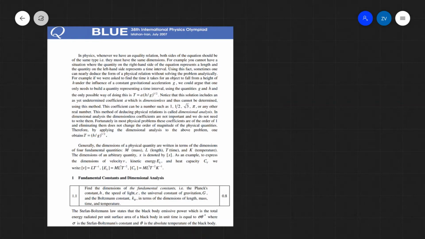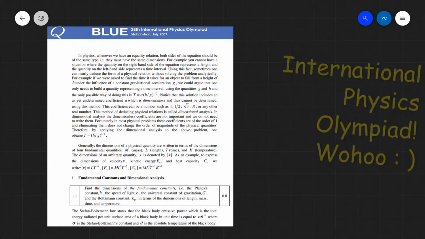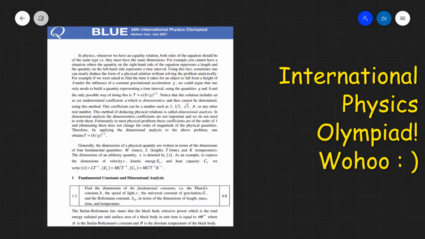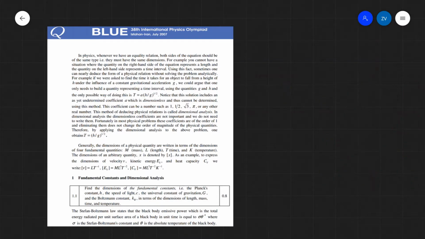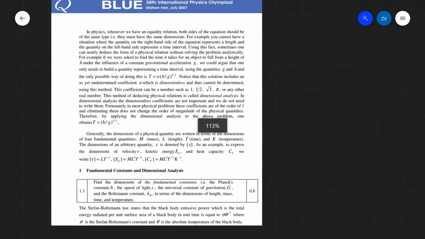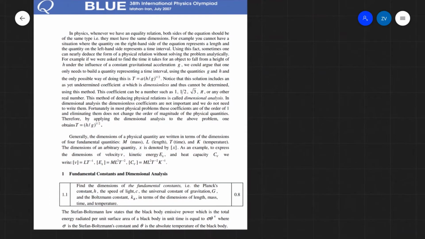Today we are going to be looking at some of the hardest physics problems in the world, namely the problems from the International Physics Olympiad. The problem which we're going to be looking at today is from the 38th International Physics Olympiad, which took place in Iran in 2007. The problem is on the very exciting topic of black holes. You can find a link to the actual problem and to the mark scheme in the description below this video.